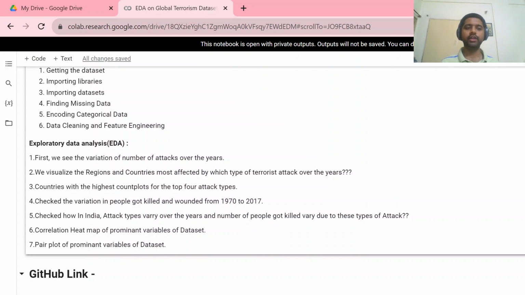Check how attack types in India vary over the years and how the number of people killed varies due to these types of attacks. Then we make the correlation heat map of prominent variables in the dataset and we make a pair plot of prominent variables of the dataset.